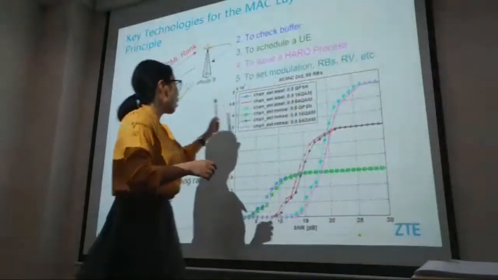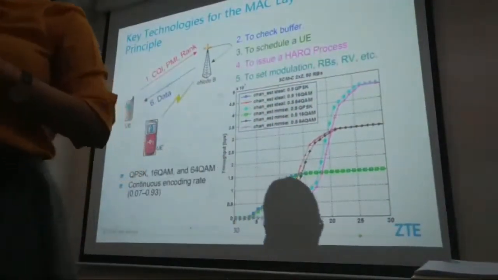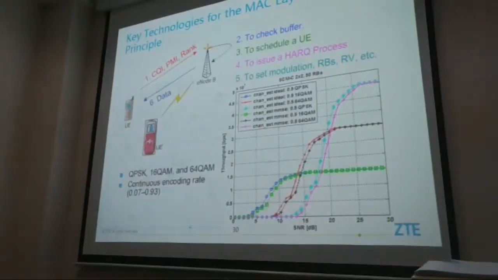For the CQI, we get it from the reference signal. From the reference signal, the UE side can estimate the channel quality, right? But we have three kinds. You know our resource has three dimensions: the time resource, frequency resource, and the space resource.